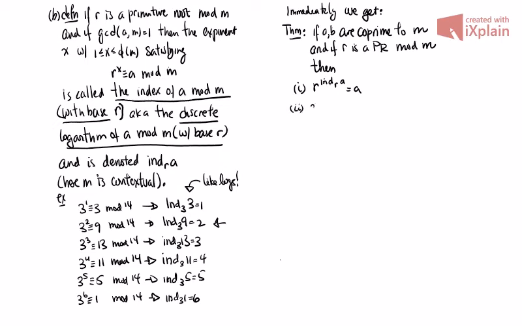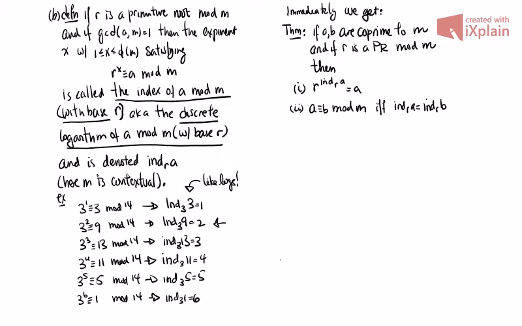And the second thing is that a is congruent to b mod m if and only if the index base r of a is the index base r of b. This makes sense too, because if the power that you raise r to get a is the same as the power that you raise r to get b, then a and b themselves are the same.